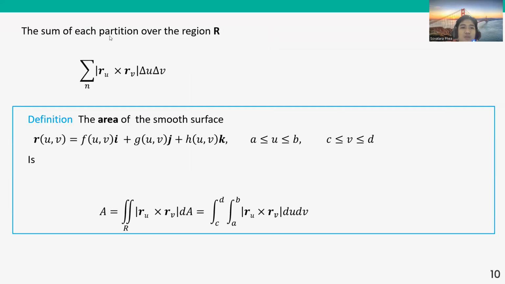Then we sum over each partition of the region R. We mean that we have to sum the yellow rectangles over the region R. By the sum, we get the sum of the areas of the parallelograms. So we get the area of the smooth surface in terms of U and V. The area equals the double integral from C to D, A to B, of the area of the parallelogram. So it is actually the area of the smooth surface given by a double integral.